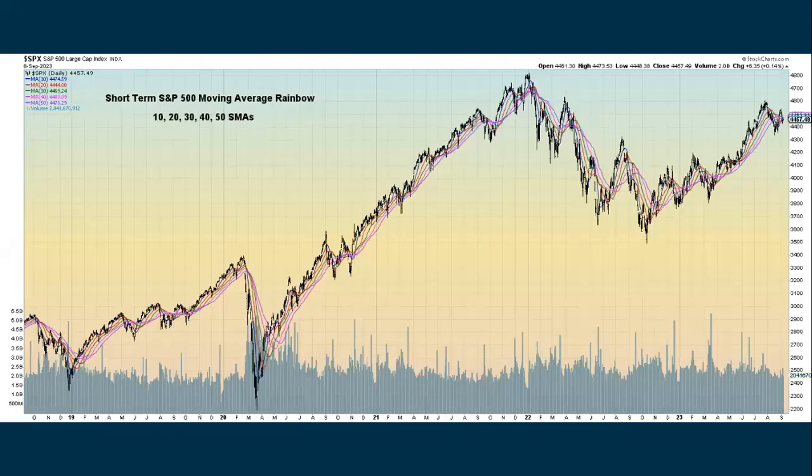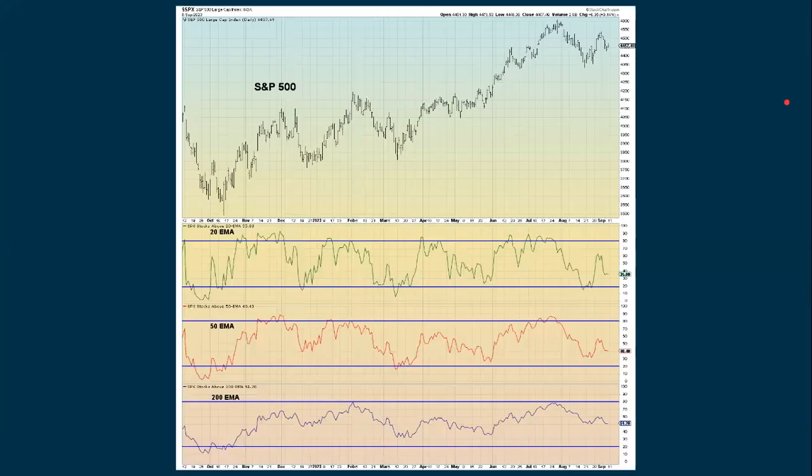Then we have what I call a short-term rainbow, and it's kind of cool looking with all the different colors and everything. We go with 10 periods all the way up to 50 periods, and we're still kind of inside the rainbow. We were trying to break out of this, but if we fall down below the rainbow and see all of the colors roll over, that would turn more negative. If we can get up out of the rainbow and see the colors turn back up, that would be more positive.